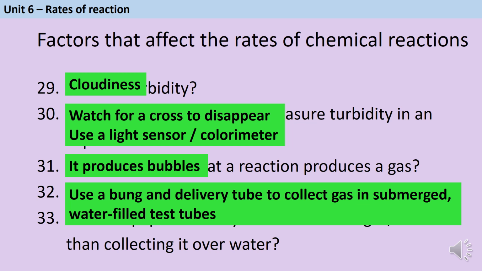And then you have a big bowl of water, and inside that is going to be a measuring cylinder. So the measuring cylinder is full of water, and then you put the delivery tube from your reaction into that measuring cylinder. So the gas that's being produced is going to push the water out of the measuring cylinder and allow you to measure how much gas has been produced. You could also measure this using a gas syringe.